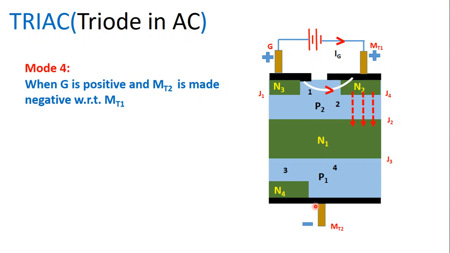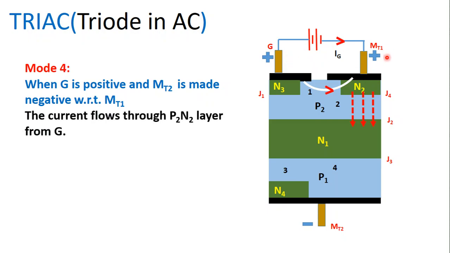Now the next one is mode 4 operation. In this, the MT2 terminal is made negative with respect to MT1 and the gate is made positive with respect to MT1. So when the gate is made positive with respect to MT1, electrons are injected into the P2 layer through this MT1 terminal.